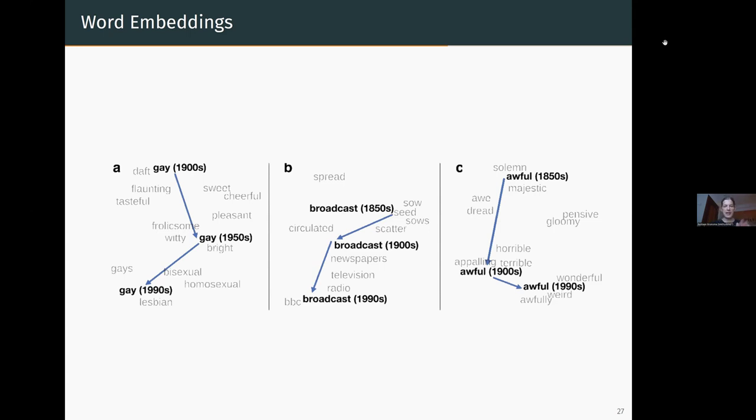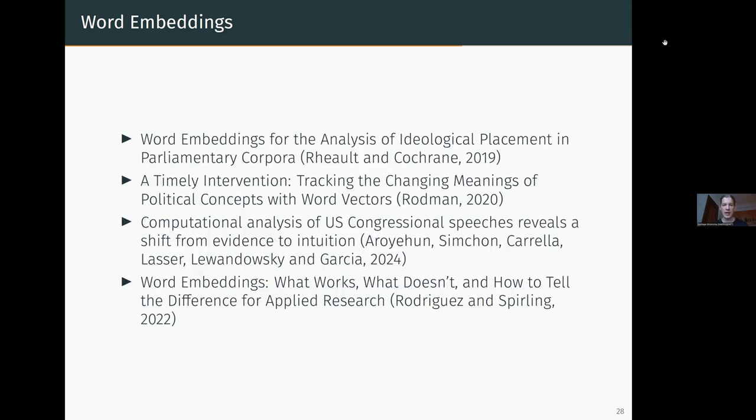The same you could see, for example, with the word gay, which meant something like daft, flaunting, and tasteful. Then in the 1950s it became a context of witty and bright, and nowadays it's in the context of homosexuality, bisexuality. So the word has a different context. It has different friends, to put it that way. And this is something that's very important to see. So we're going to see how that changes. That's what word embeddings do.